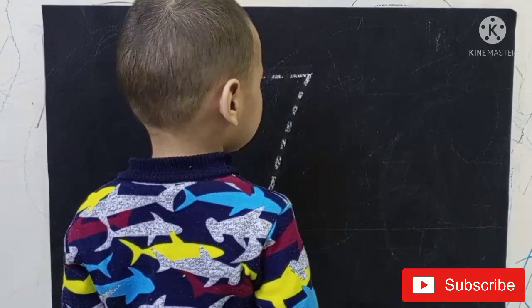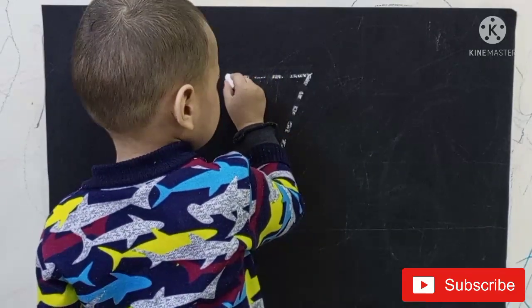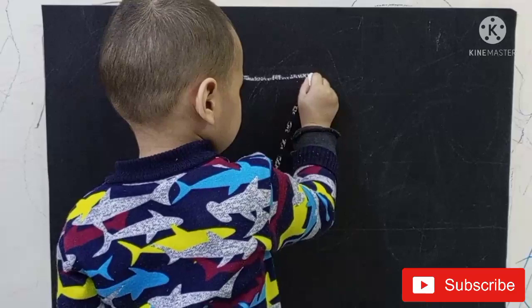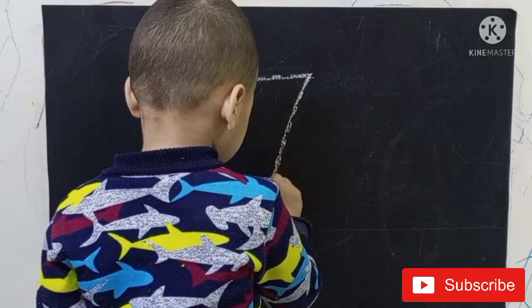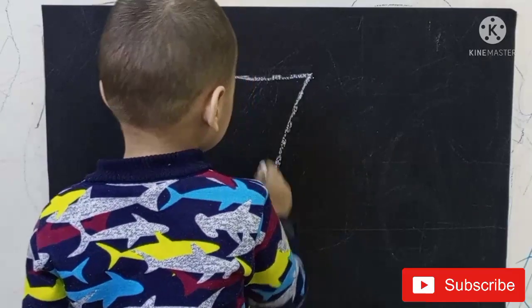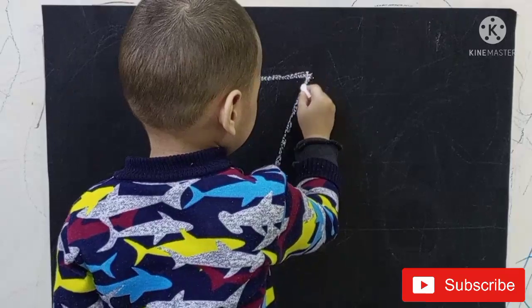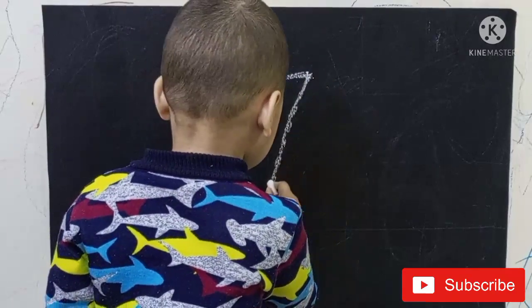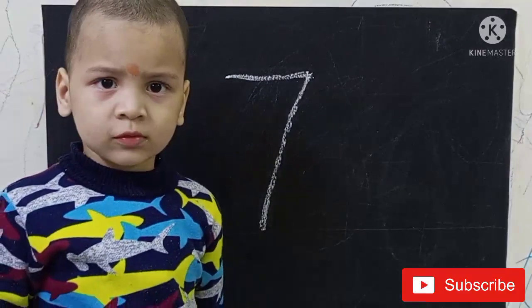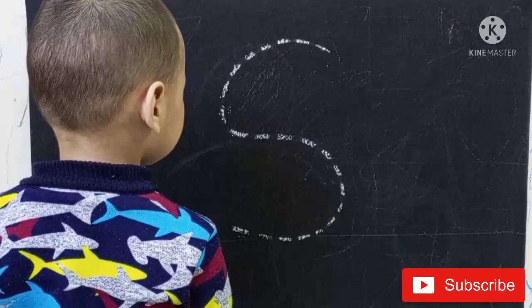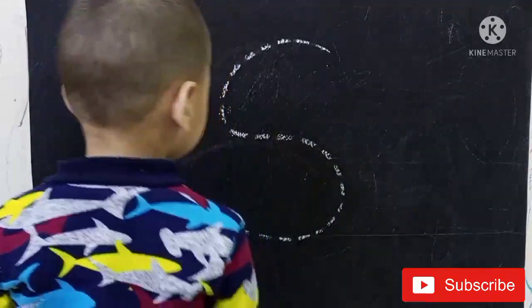Now number 7. Sleeping line. Slanting line. Very good. Repeat it again. Sleeping line. Slanting line. This is number 7. Very good.